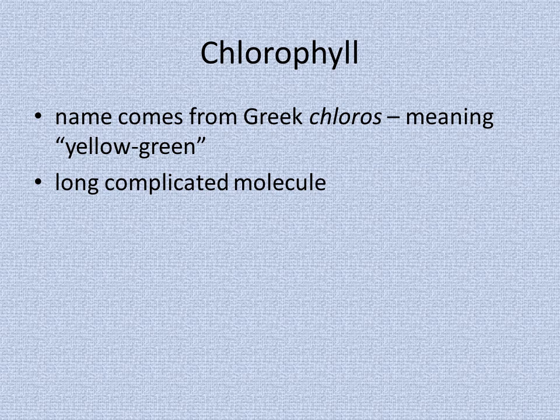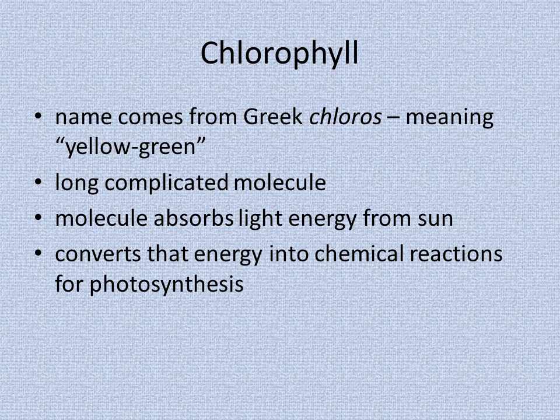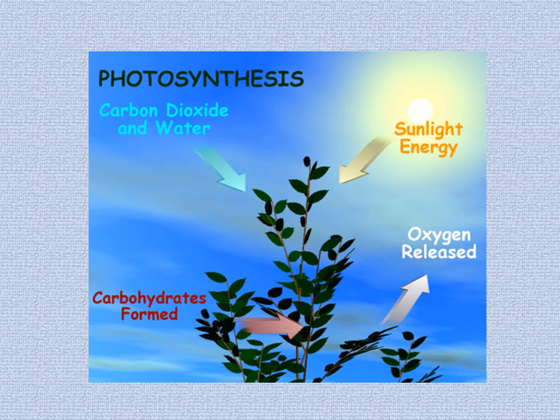It's a long, complicated molecule. I would be interested in it because I'm a biochemist, but I won't inflict that upon you. But it is a big molecule. And what this molecule does is absorb light energy from the sun. The light from the sun hits the chlorophyll molecules and the chlorophyll absorbs that energy, and then the plant uses that energy to make food for itself. Converts it into chemical reactions for photosynthesis so that the plant can have what it needs to live and to grow. Now, photosynthesis, very important process.